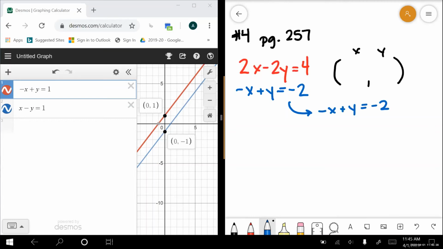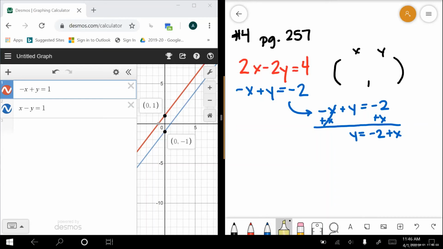I could isolate x, but x has a negative on it. I prefer positive, simple variables. So I'm going to isolate y, and to do that, I'm going to add x to both sides. And so I get y equals -2 plus x, or x minus 2. Both of those work. I'm happy with both of them.